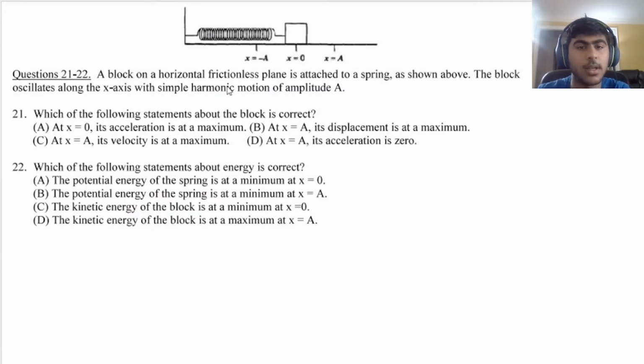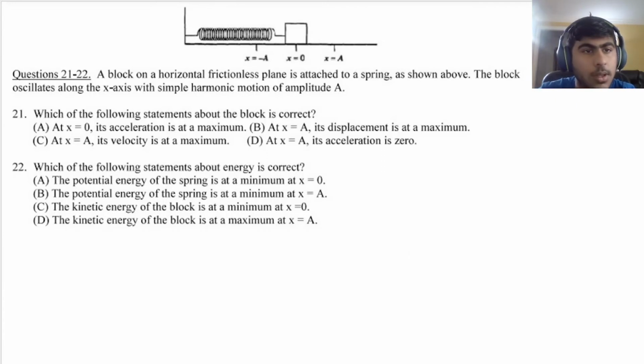All right. A block on a horizontal frictionless plane is attached to a spring as shown above. The block oscillates along the x-axis with simple harmonic motion of amplitude A. Which of the following statements about the block is correct? Well, before we even look at the answer choices, we know two things about the block. At the amplitude, the maximum displacement, there is no velocity, there is the maximum spring potential energy. And at the equilibrium position, the kinetic energy is the maximum and there's no spring potential energy.